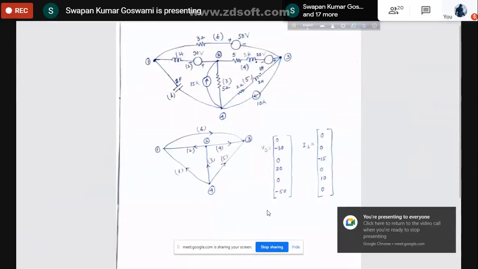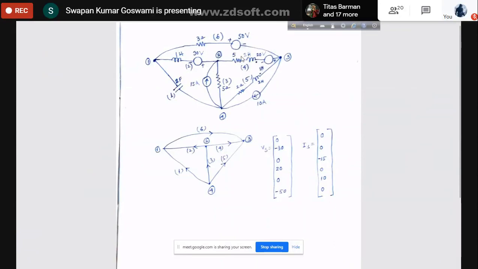Now I have taken another example where a number of sources are included, 3 voltage sources and 3 current sources. My only intention is to show where the sign of the source will be positive and where it will be negative, and the remaining portion is already known to you. I have shown you the example, so I think that part is clear to you. So I have not repeated that part here.